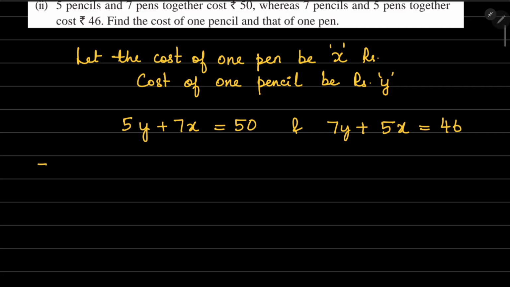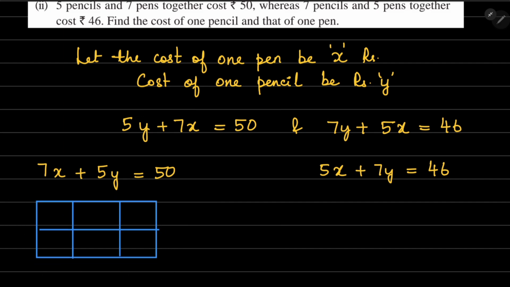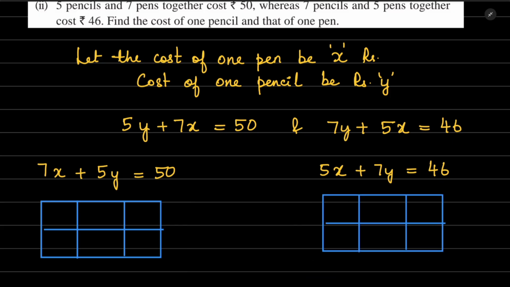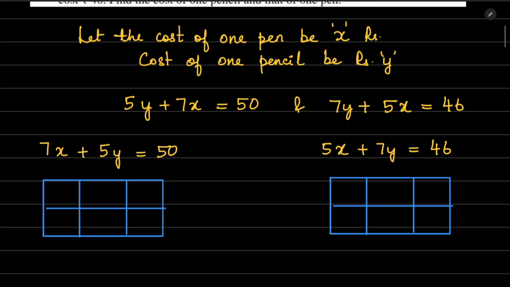So the first one is nothing but 7x plus 5y equal to 50, and the second one is 5x plus 7y equal to 46. Okay. Now for the first one, we have to again, as usual, find at least minimum 2 points in order to draw the straight line graph. Okay, so here let it be your x and this is your y.